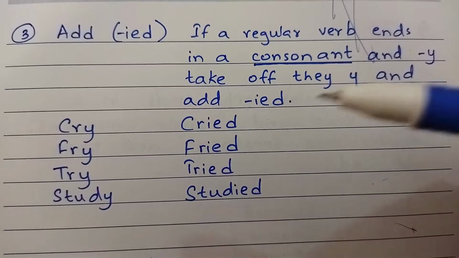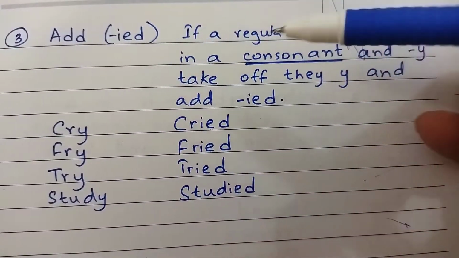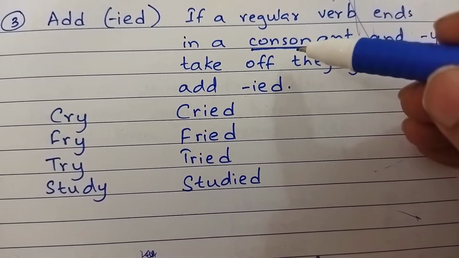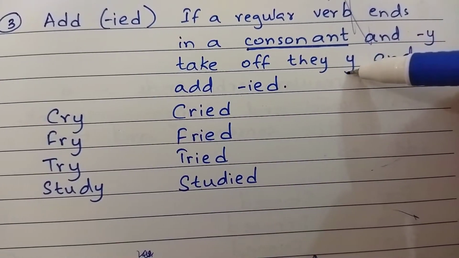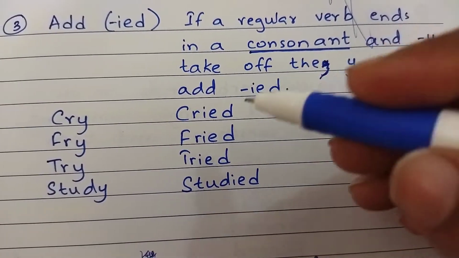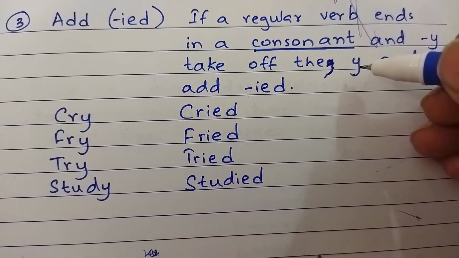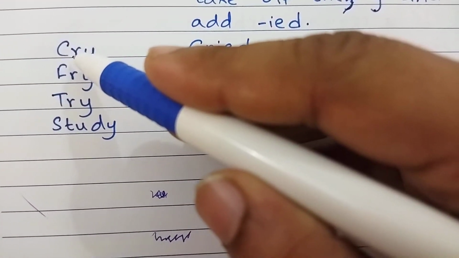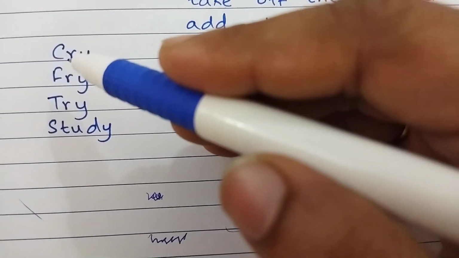Rule number 3 is to add IED. If a regular verb ends in a consonant and Y, take off the Y, right? Take off the Y and add IED. This I is in place of Y if the Y is after a consonant, not after a vowel. You have to focus here.